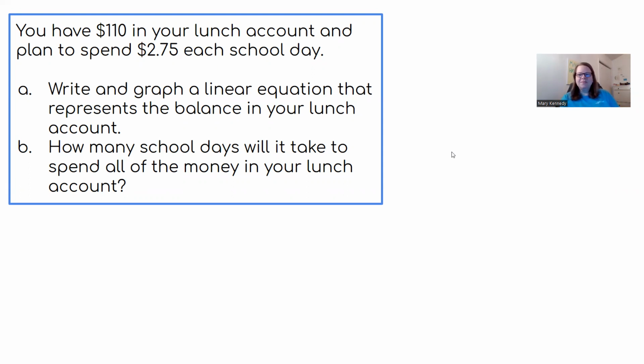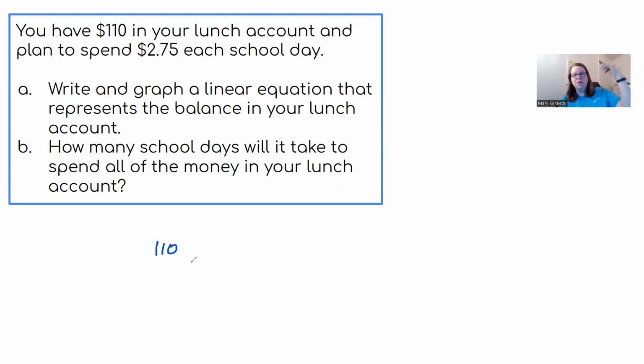How long will this money last, right? If we keep spending the same amount every day at school. So first thing to think about as far as your graph goes, well, we have to write the equation first. Let's do that. So to write the equation, think about that you're starting with $110 and you're spending $2.75 every day.